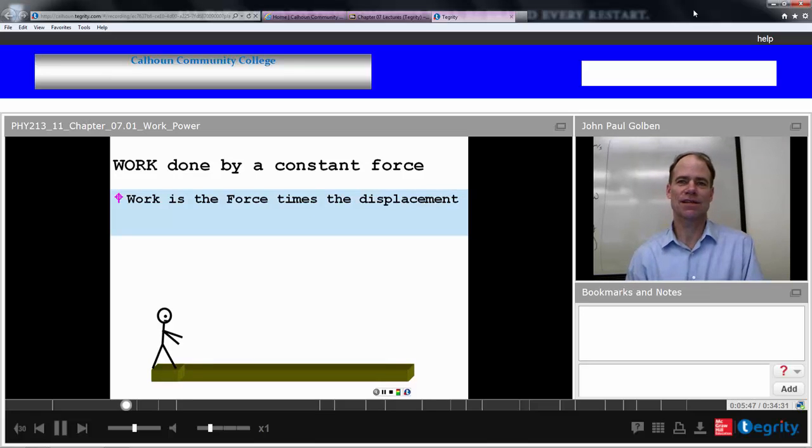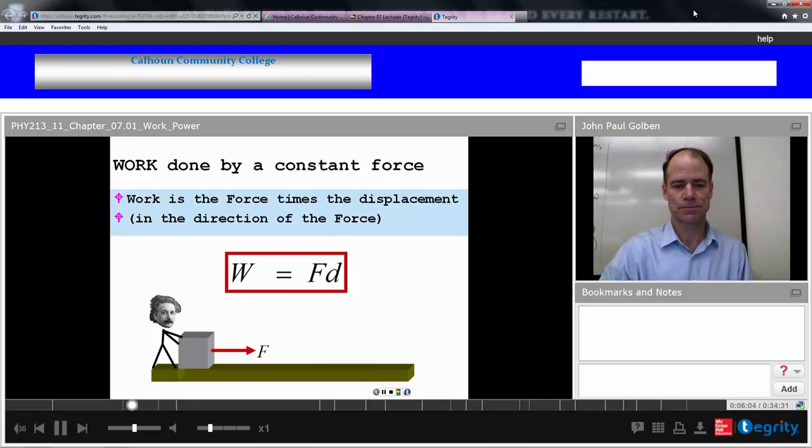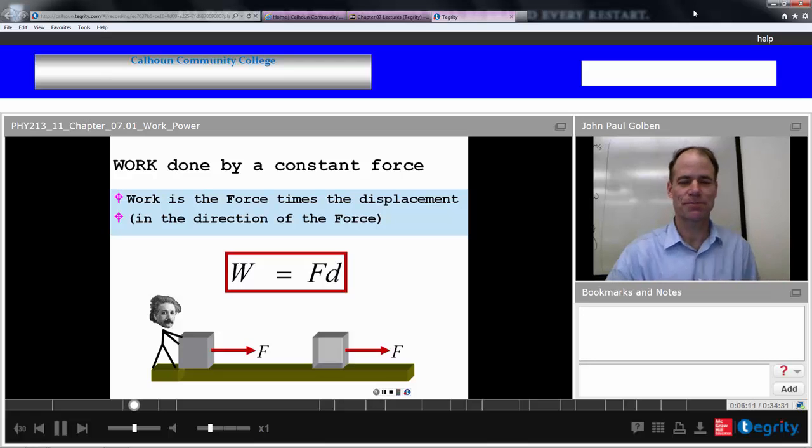Work done by a constant force. Work is the force times the displacement in the direction of the force. So let's say work is equal to force times displacement, or force times distance in this case, in the direction of the force. If you're to push this block, or if Einstein were to push this block in one direction, as you're looking at it, for some distance d, the work would be equal to force times d.